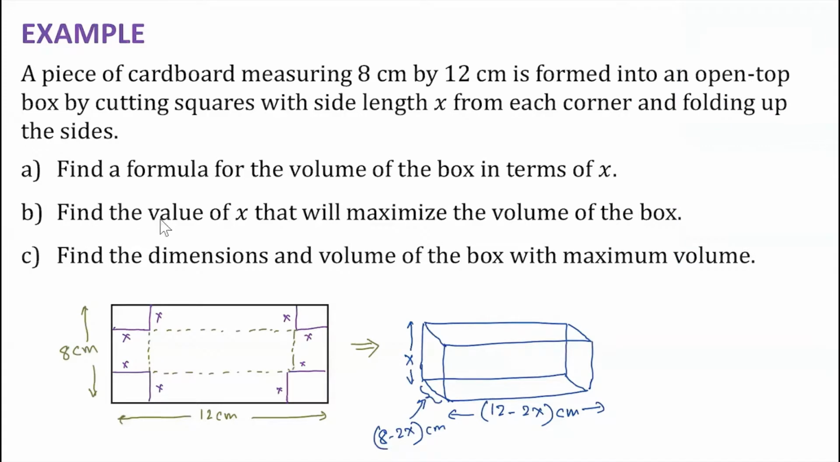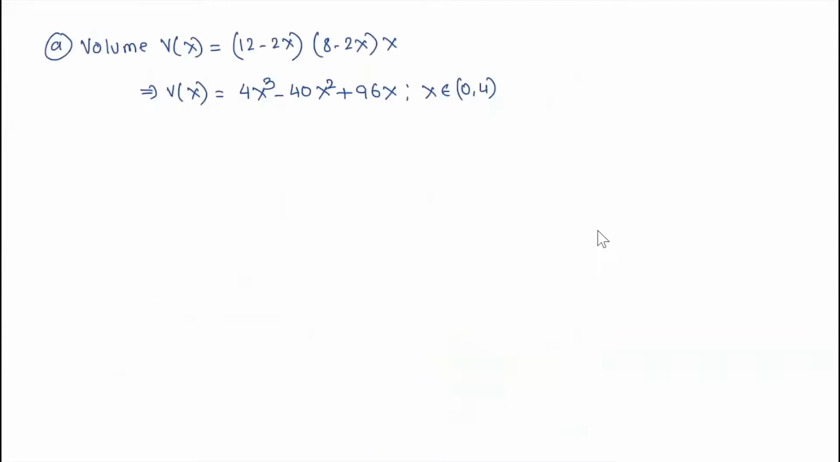Okay, part B, we have to find the value of x that will maximize the volume of the box. So the volume will be maximum at the critical point. The critical point is where the first derivative is 0 or undefined. In this case, there is no way that it will be undefined because the denominator is 1. So the only possibility is the first derivative being 0. So I'm going to find the first derivative and set it equal to 0.